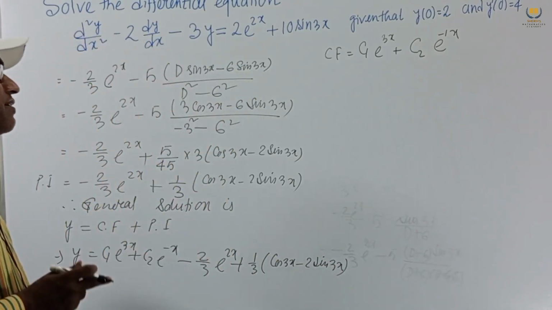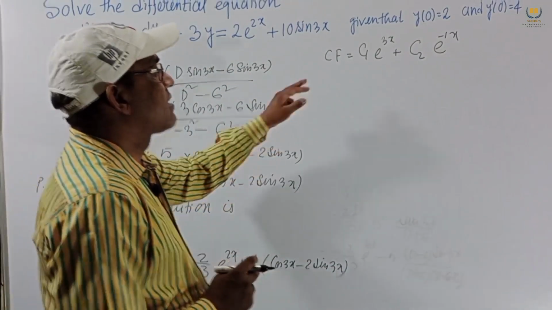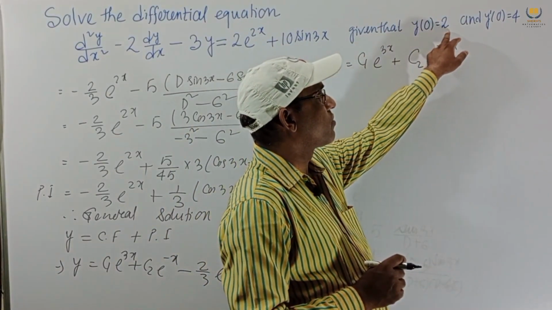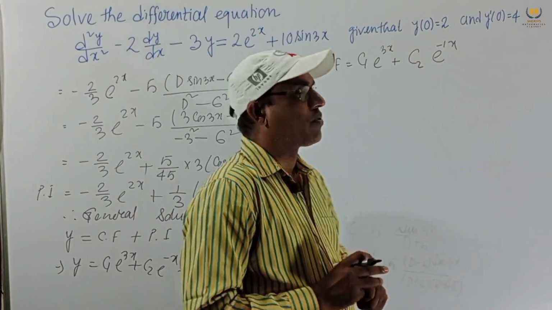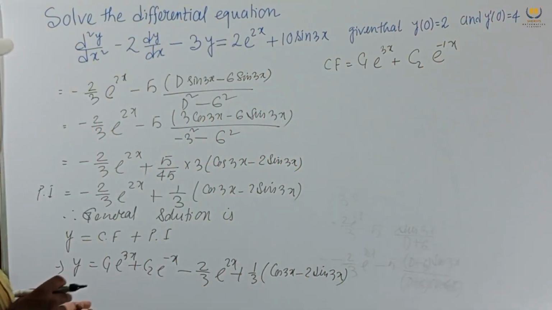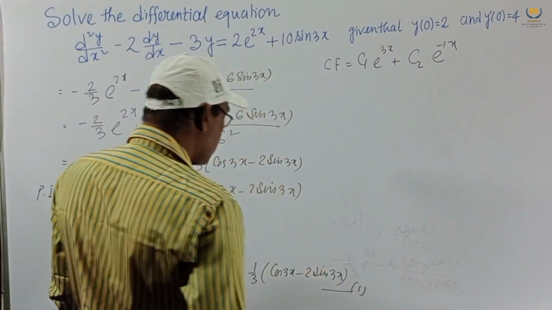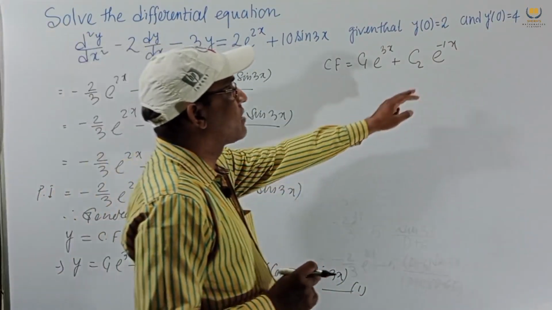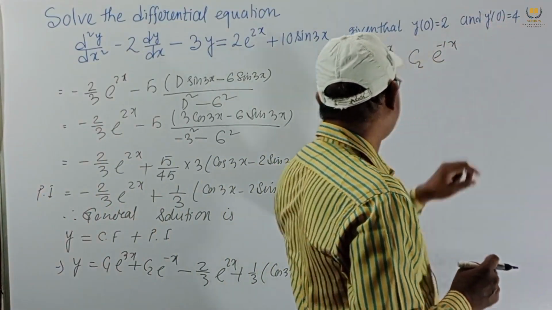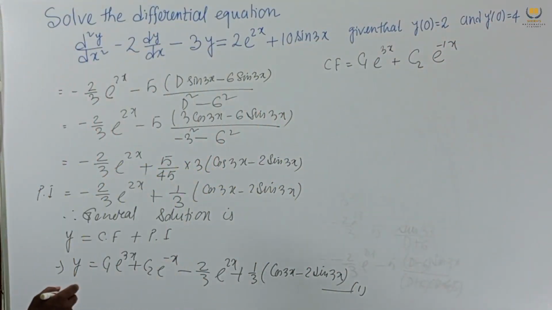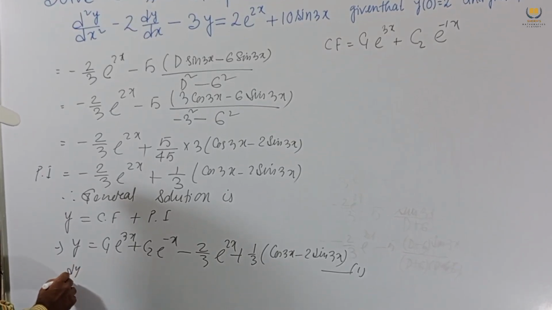Actually this is our answer, but here given the conditions y(0) = 2 and y'(0) = 4. Actually this is our ending position, but we have to find the particular solution, so we solve again. This is number 1 we consider, and in the given condition y' is also given, so we differentiate both sides with respect to x.